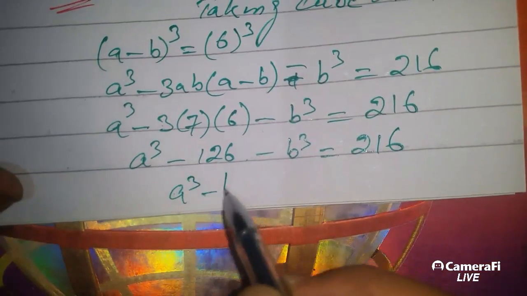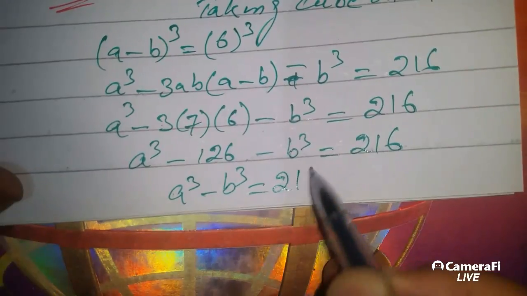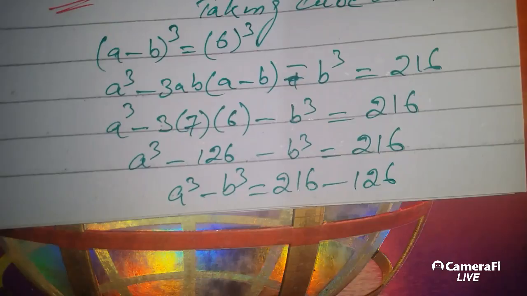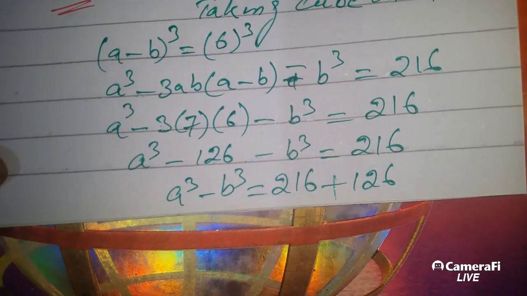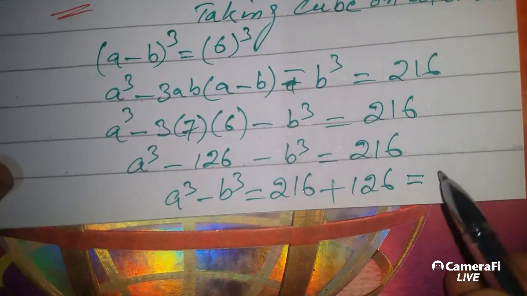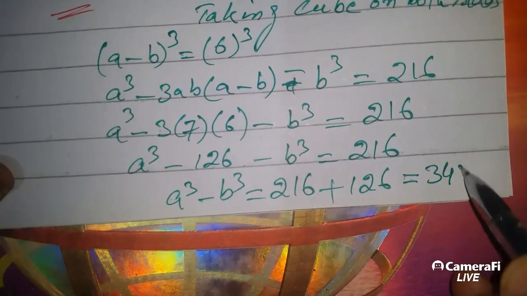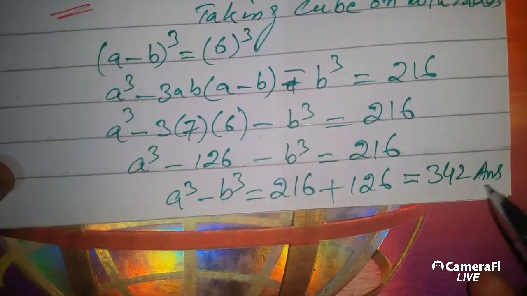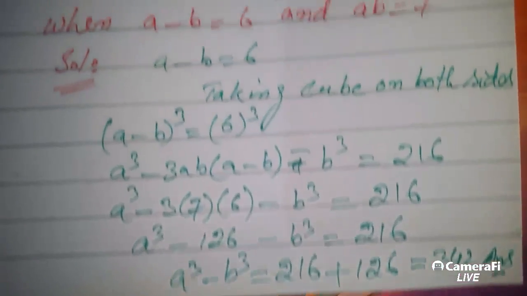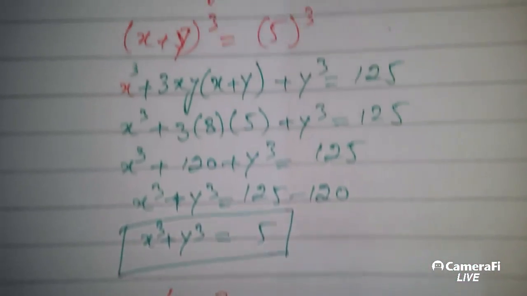So a cube minus b cube is equal to 216 minus 126 plus 126, and it becomes 342, which is the answer. Let's move to the next question. Example.